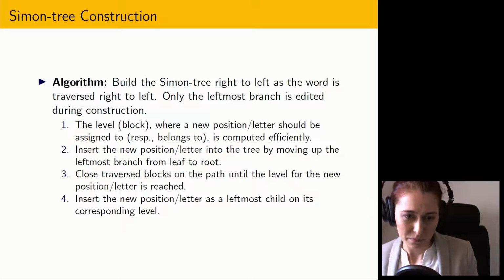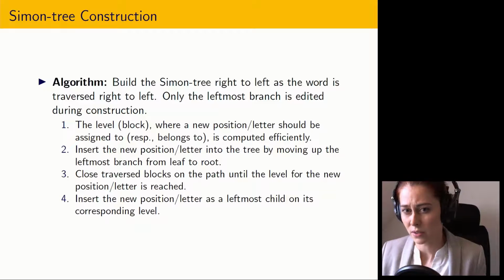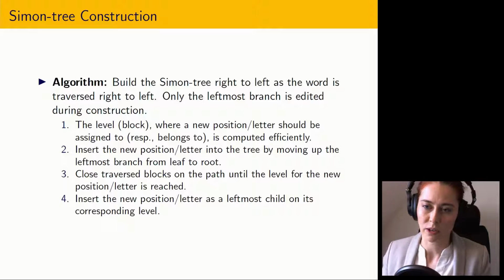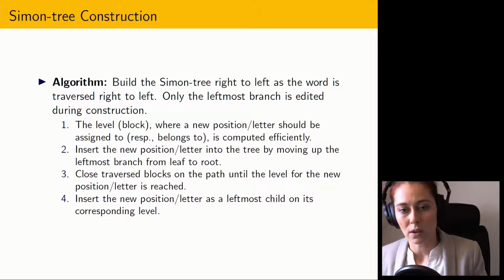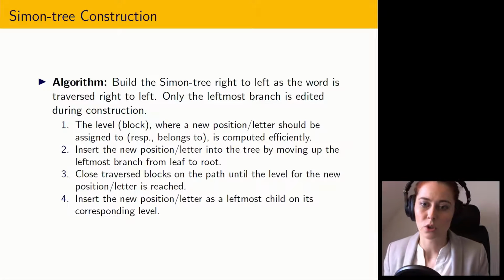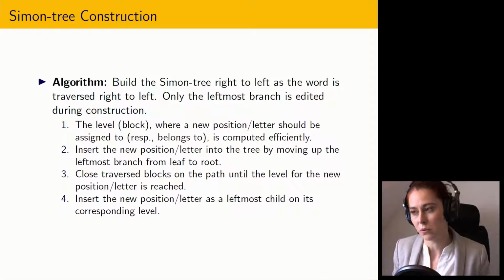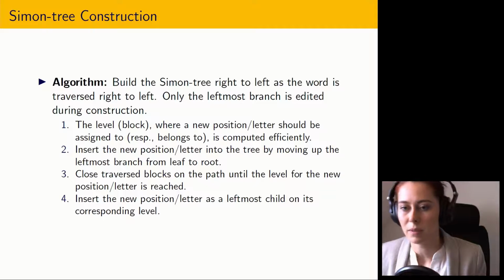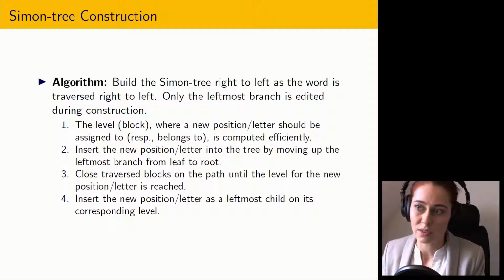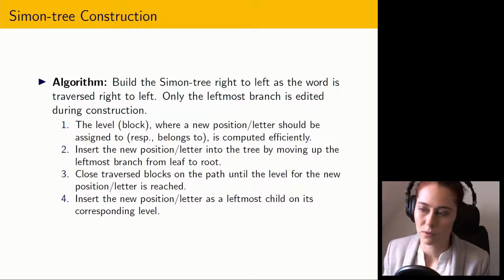So in general, we construct the Simon tree from right to left, as we also traverse the input word from right to left. For people who are familiar with it, this works very similar to the construction of a Cartesian tree. And when we are considering a new position that is to be inserted into the tree, we compute the level where the new position should be placed. This means we have to find out if a letter is, for example, a 1 splitting or a 2 splitting position. This can be done by looking at the nodes that are already existent in the tree, but we will assume now that we already know on which level we have to insert a new position. And if you want to see how this works, you can refer to our paper.